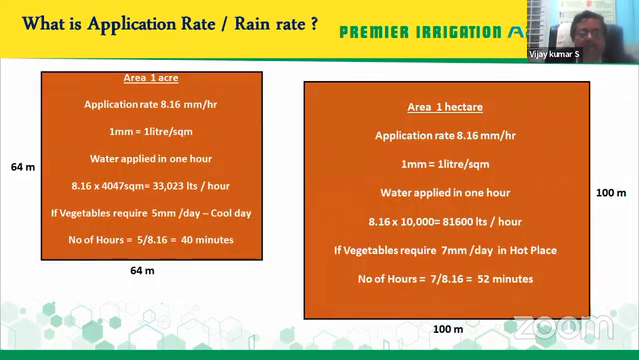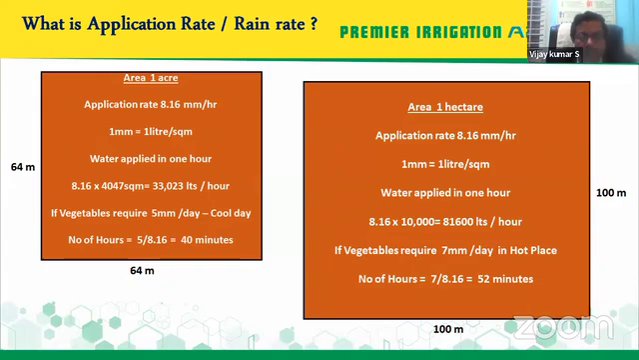So how does this translate into an area? Let me consider two examples. One is a 1 acre area and one is a 1 hectare area. We know 1 acre is nothing but 64 meter by 64 meter, and I have taken a square plot for convenience. We understand that the micro sprinkler is going to throw 8.16 millimeters per hour. And I told you that 1 millimeter is nothing but 1 liter per square meter.